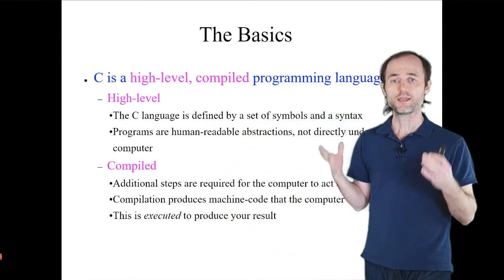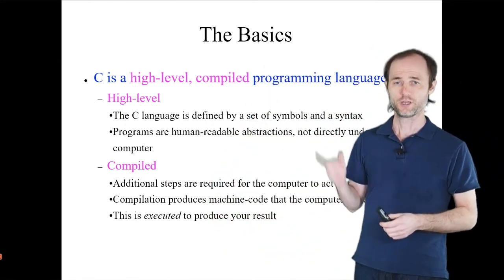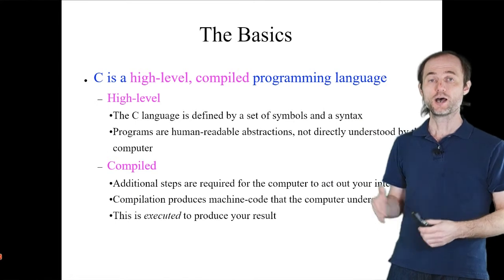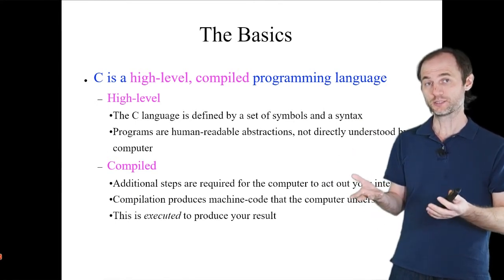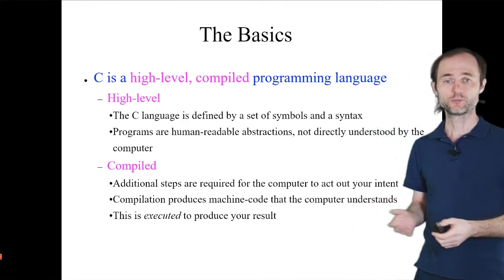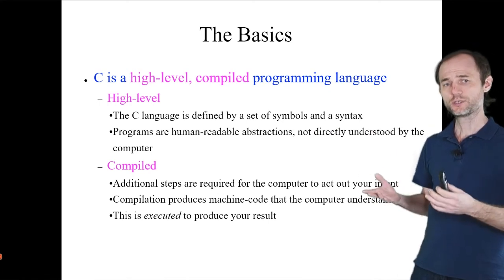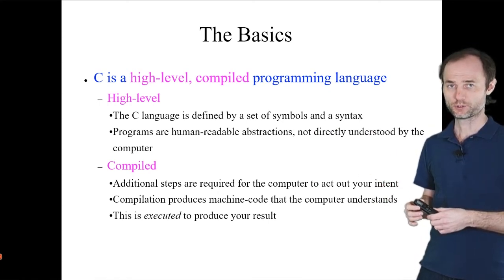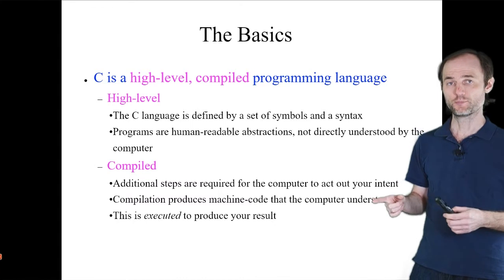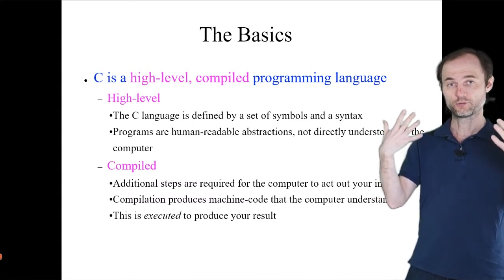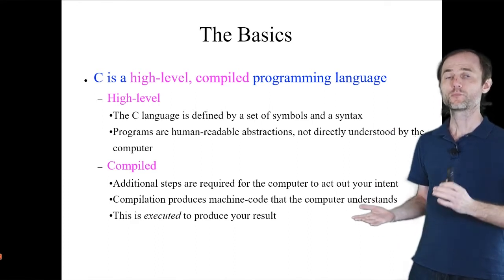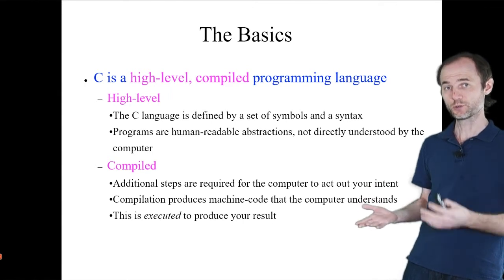C is a language that's high level and compiled. High level means that you have a special syntax for the language and you write the syntax using symbols. So programs are human readable and not going to be directly understood by the computer. So you have to compile the program. This is the additional step that converts the program from human readable to machine readable format. So this process of compilation produces machine code that computer can understand.